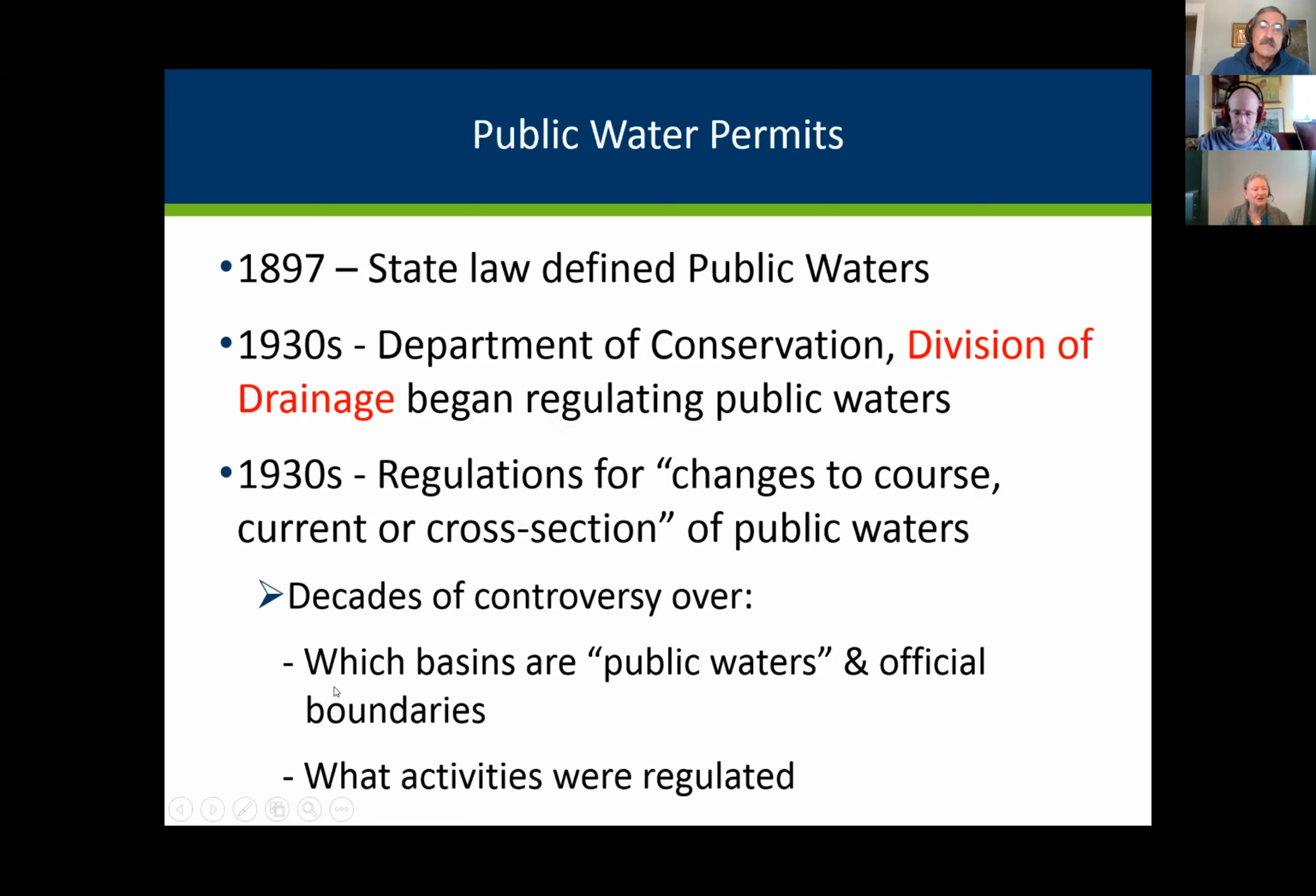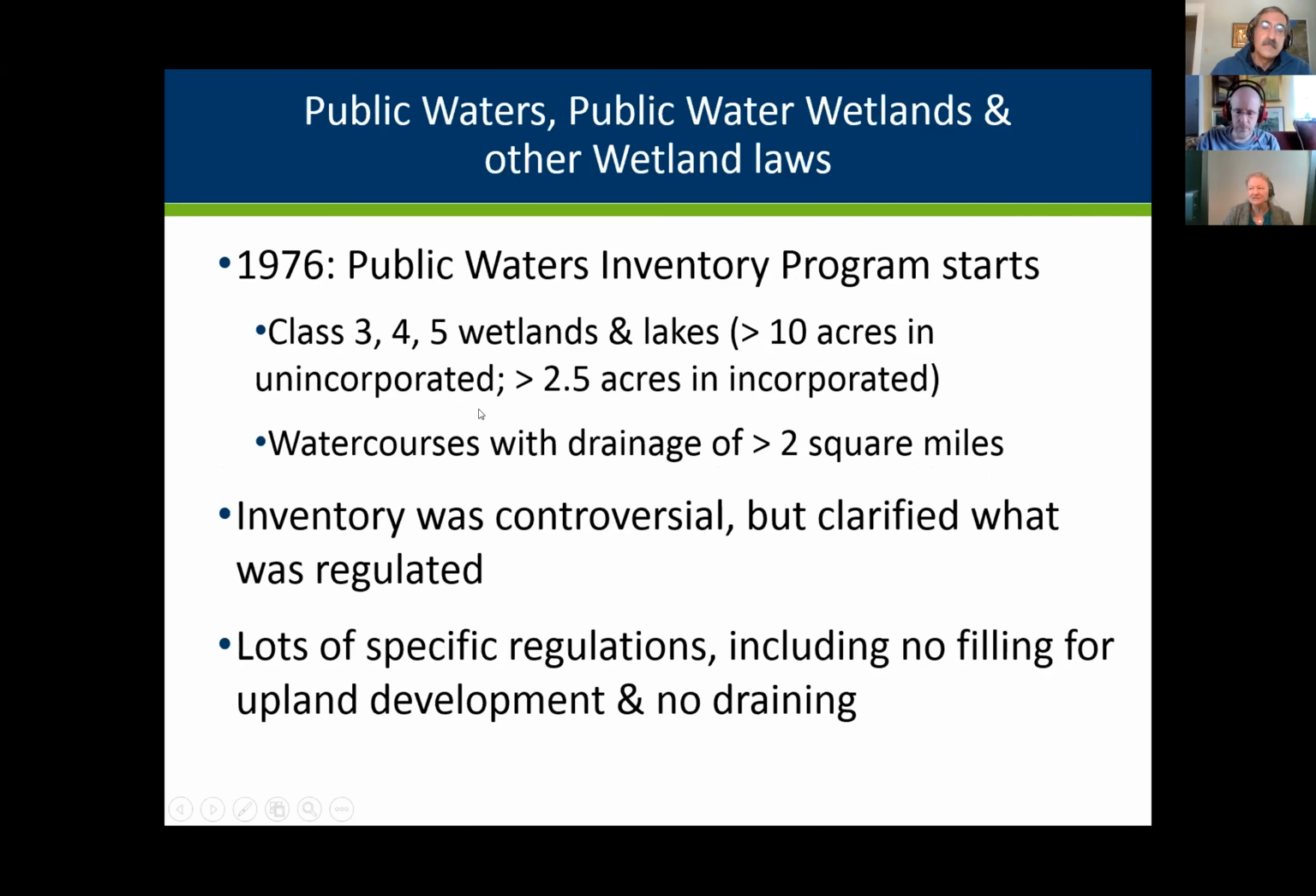We had a few decades of controversy over which basins, which lakes, which water courses that included, and what specific things were regulated. So in '76, they started an inventory program, defined what size basins and wetlands and what types of wetlands were included, and that water courses draining more than 2 square miles were included. It took over a decade to go through that inventory, with lots of public meetings and controversy, and a few tires slashed at those meetings if they had DNR on the side of the vehicle. It was a lot of fun.